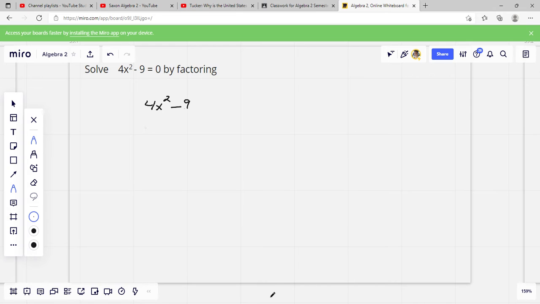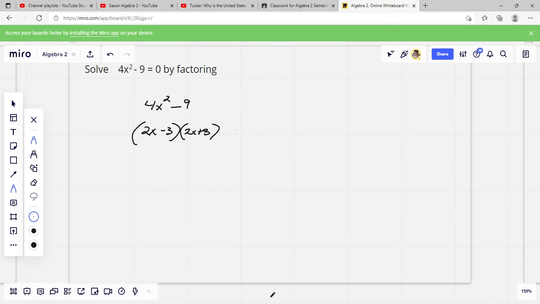The square root of 4 is 2. The square root of x squared would be x. And the square root of 9 would be 3. And we do that twice, right? One is going to be with a plus in the middle, one's with a minus.